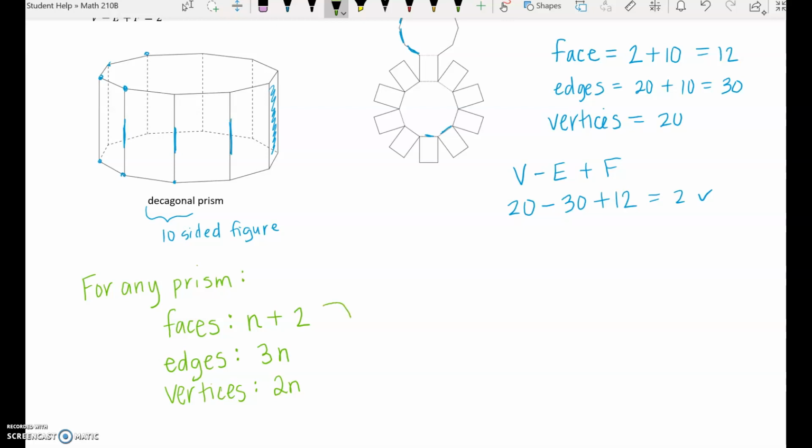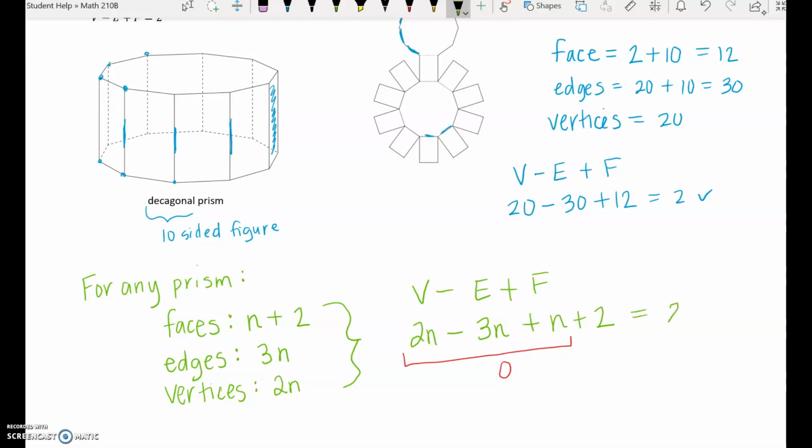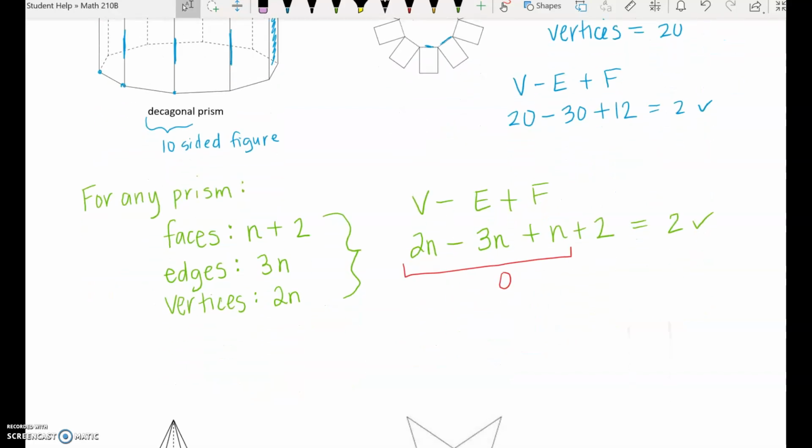So let's see if this can be verified in Euler's formula. The number of vertices is 2n. The number of edges is 3n. And then the number of faces is n plus 2. If I combine all of these together, the n terms are going to cancel each other out to just be 0. And it looks like I'm ending up with 2, which is Euler's formula. So this shows that it's true for any prism that we come across.